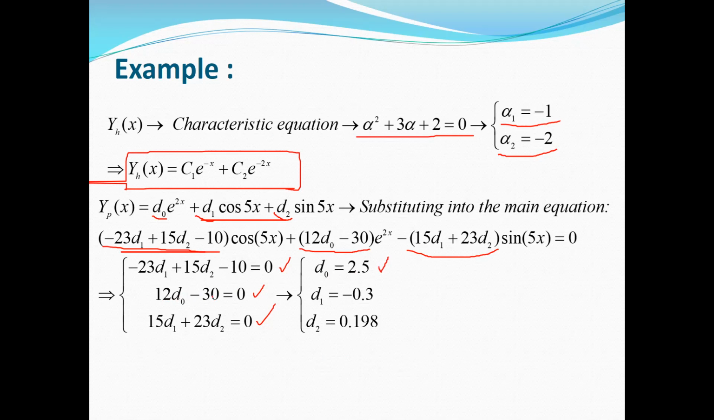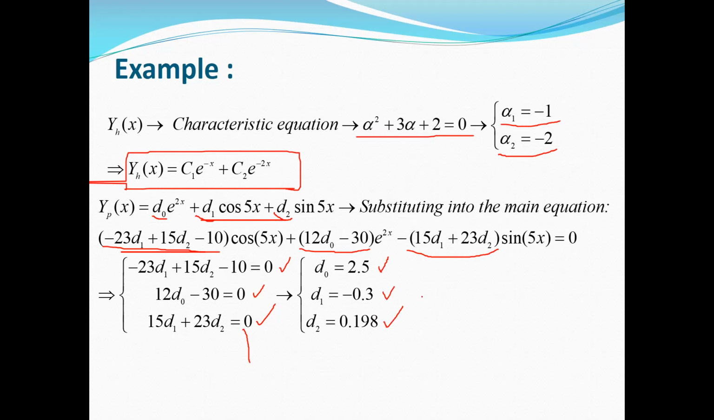Then you can substitute into, of course, we don't have d0 in the first and third equation. So the first and third equations are a system of coupled equations. So you can solve and obtain d1 and d2 from these two equations. For example, from the third equation here, you can obtain that d1 is equal to minus 23 divided by 15 times d2, and then substitute into the first equation and obtain d1 and d2.